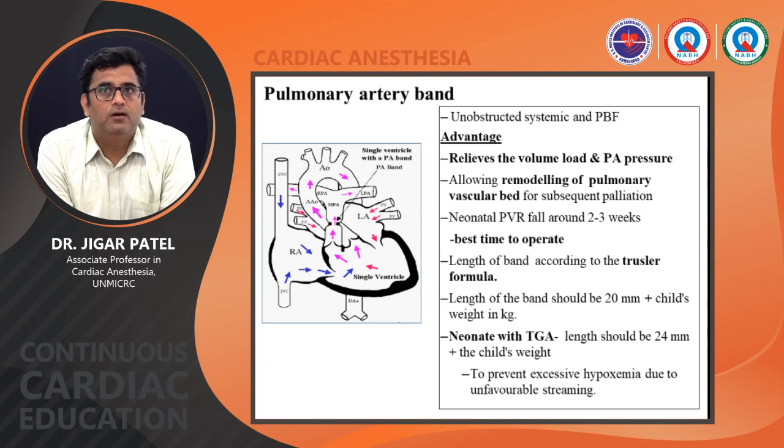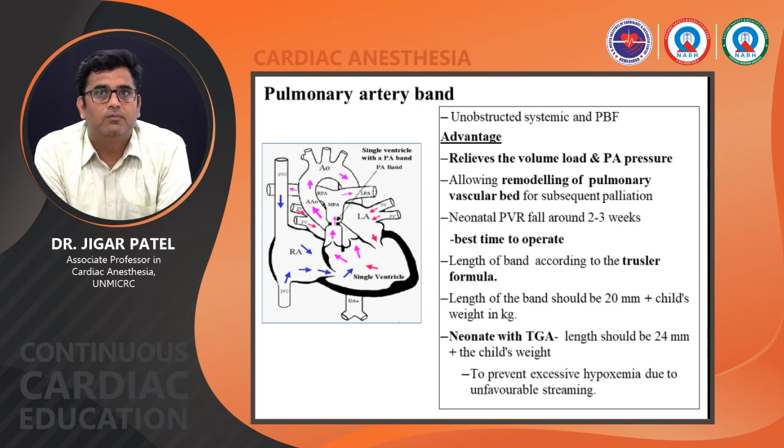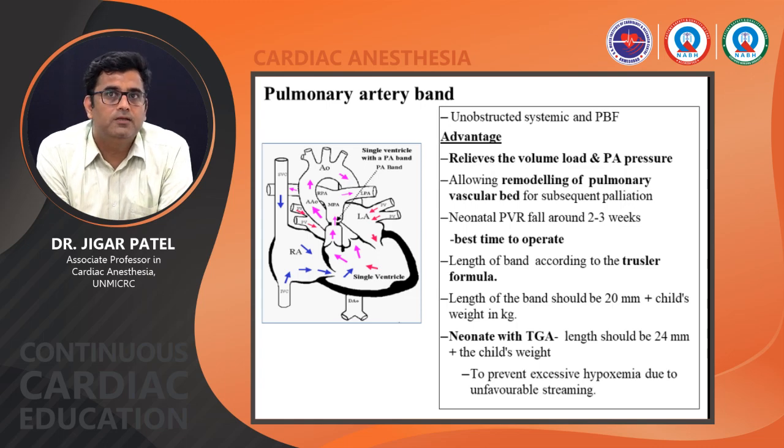Now, in patients with unobstructed systemic and pulmonary blood flow, we have to control and regulate pulmonary artery flow. This is done by pulmonary artery banding. By doing pulmonary artery banding, we relieve the volume load to the ventricle and reduce the pulmonary artery pressure. Pulmonary artery banding allows remodeling of the pulmonary vascular bed for subsequent palliation. In neonates, the PVR falls around 2 to 3 weeks of life, and it is the best time to operate for pulmonary artery banding.